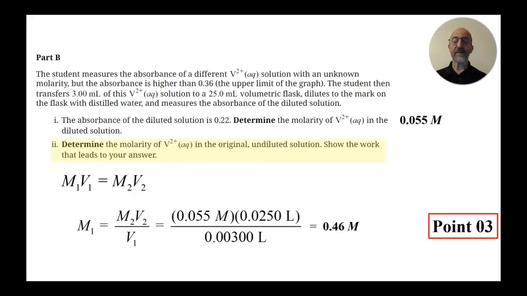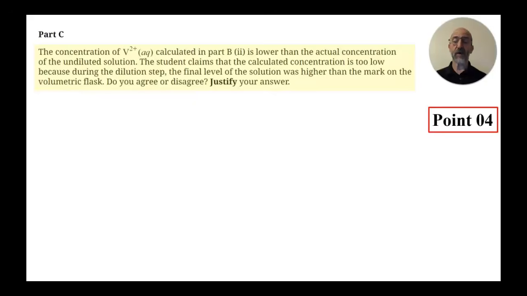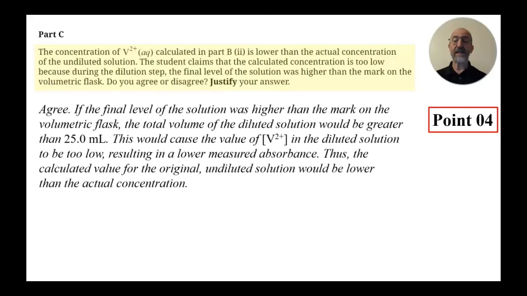Now, our last point in this question has to do with an experimental error. The concentration of the vanadium 2+ ions that were calculated in part B, II, is actually lower than the actual concentration of the undiluted solution. And the student claims that the reason that the calculated concentration is too low is because during the dilution step, as they were using that volumetric flask, the final level of the solution in that volumetric flask was actually higher than the mark on that flask. Do you agree or disagree? Justify your answer. So would this error cause the concentration to be too low? And I said yes, I agree.